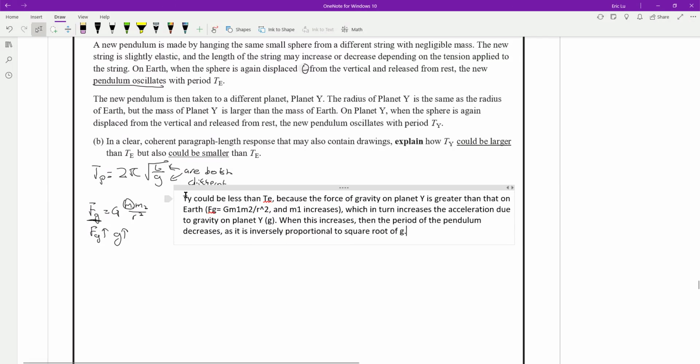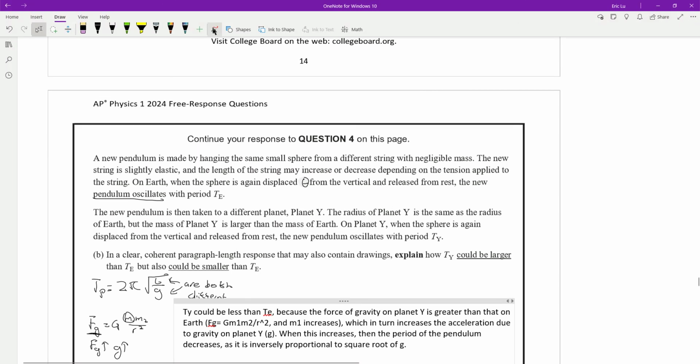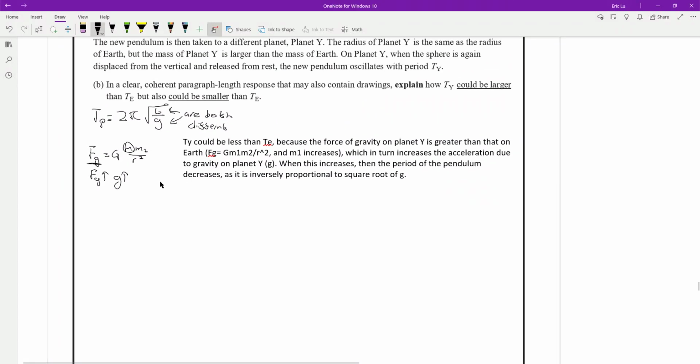Next, we have how can Ty be more than Te? Well, the only other factor is the length. We know that g, no matter what, would always be greater for planet Y, because the mass of planet Y is always greater than the mass of Earth. Well, how can the length be greater? Well, the question states that the new string is slightly elastic, and the length of the string may increase or decrease depending on the tension applied to the string. So we need to find how tension is affected.